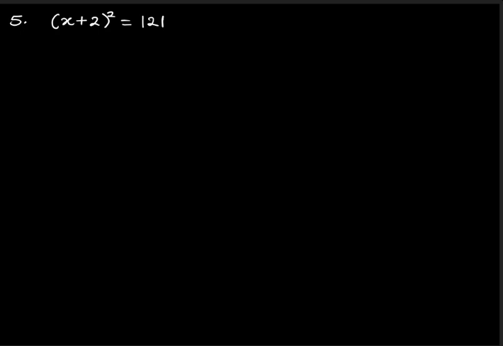Okay, so we move to number 5. What do we have in number 5? This is x plus 2 all squared equal to 121. Now, what do we do here? Look at this. Everything inside the bracket is enclosed by the square. So we cannot remove x, and we cannot remove 2. The only thing we can do is to remove the square.